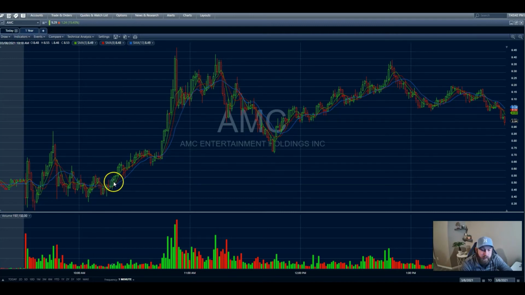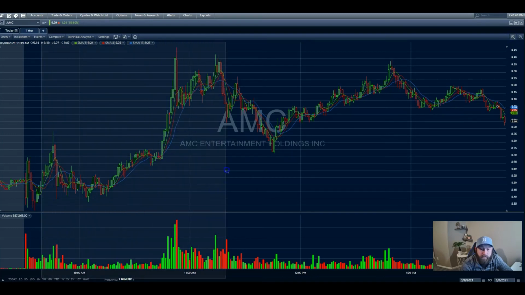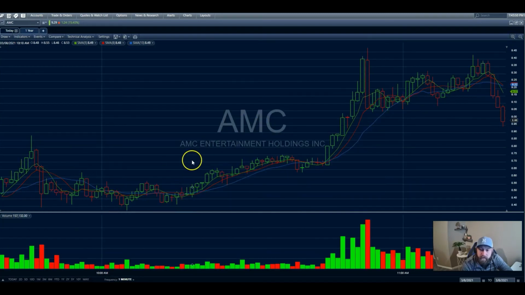Now when the alligator's lips cross above the teeth and the bottom jaw, your alligator is waking up. So that happens right here. You can see our 5 broke above the 8 and the 13. So the alligator is waking up. Now that is not your buy signal whenever you cross both of the other moving averages.